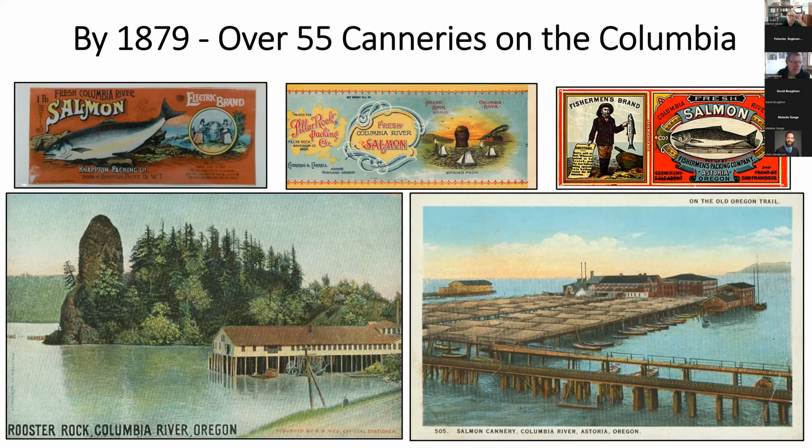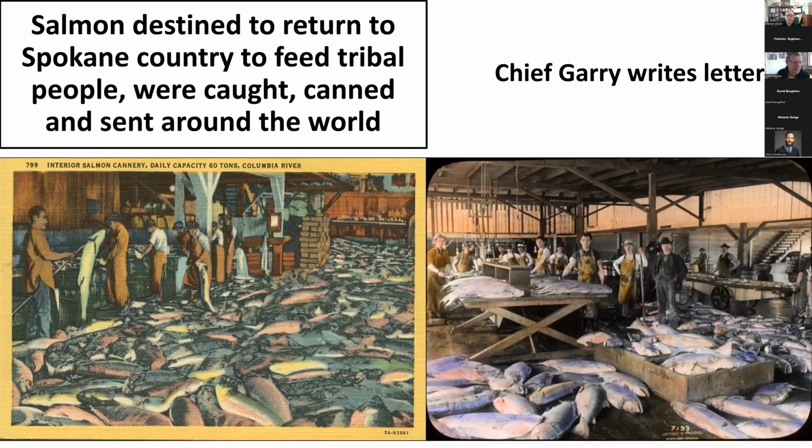At one time, there were over 55 canneries located on the lower part of the Columbia River, down towards Portland and Astoria. Salmon that was destined to return to the Spokane to feed tribal people were caught, canned, and sent around the world. So much so, Chief Garry, one of our most famous chiefs, wrote a letter to the Indian agents begging for him to approach the other tribes, telling them they were fishing too hard, that Spokanes were starving.